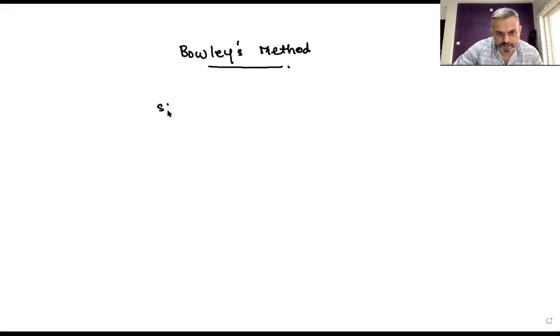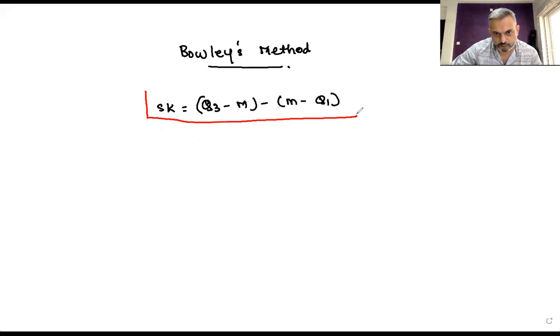So skewness is equal to what he said was Q3 minus M minus Q1. So let's solve this. Now, this also you have to remember separately, and the solved one also you have to remember. So I'm marking it. You can write with me.